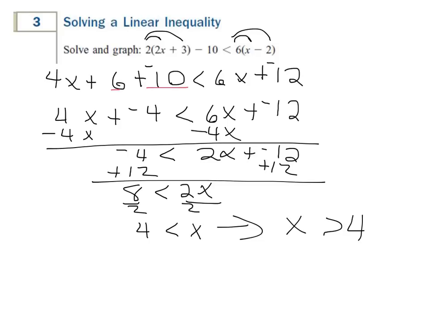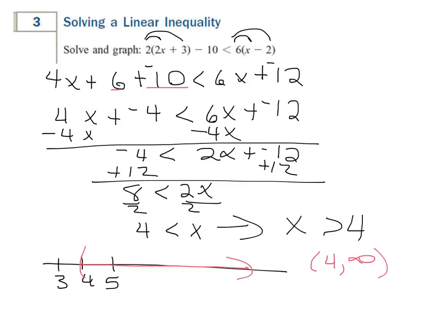Now what we want to do is go ahead and graph it and put it in interval notation. So to graph it, x is greater than 4. Oops, that's not right. I'm going the wrong way. Okay, so this is 3, 4, 5. Okay, x is greater than 4 is going to be like this forever. For interval notation, you would do soft 4 to infinity.